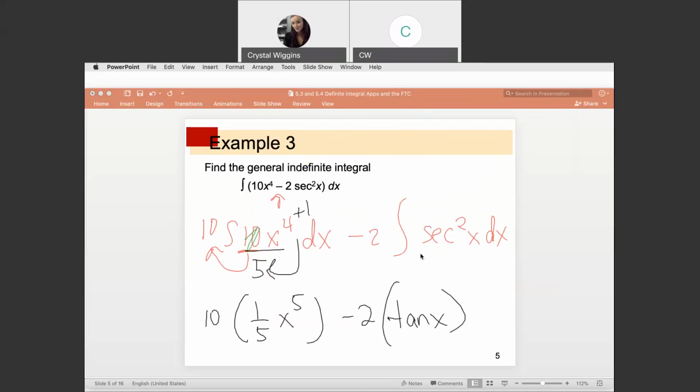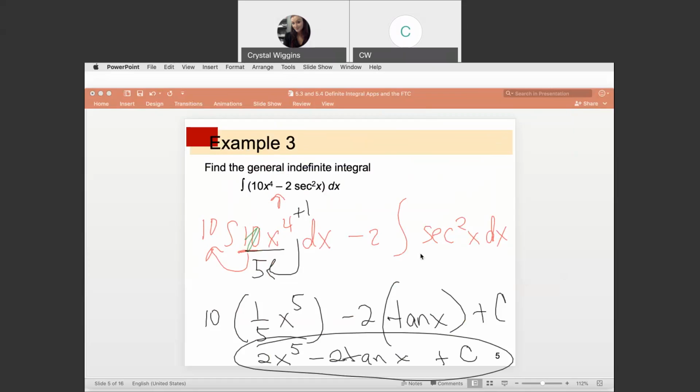And then at the end, I'm going to put plus c to indicate that there may have been some constant, and I would never know what that is again, unless I was given some sort of initial value or something that could help me find that constant. So 10 times 1/5 is 2. So my final answer comes out to be 2x to the 5th minus 2 tan x plus c. And that's the answer for this problem.